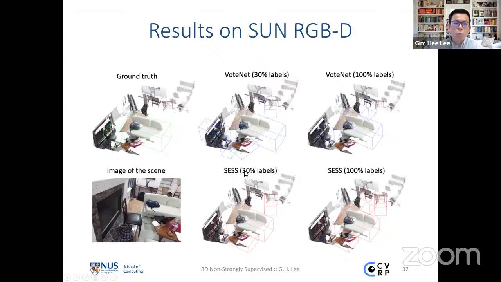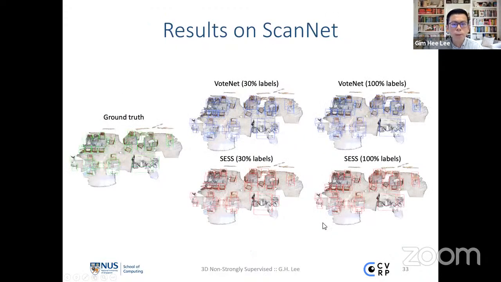And here are some qualitative results on the SUN RGB-D dataset. We can see that compared to the 100% fully supervised training network, we can obtain reasonable results over here. And here are some qualitative results on ScanNet. We can again see that even with 30% labels on our dataset, we can achieve comparable results with the 100% trained, or strongly supervised trained, VoteNet as our comparison.